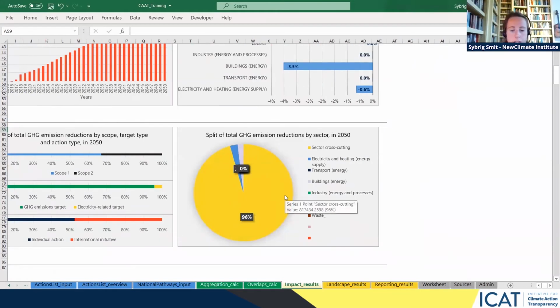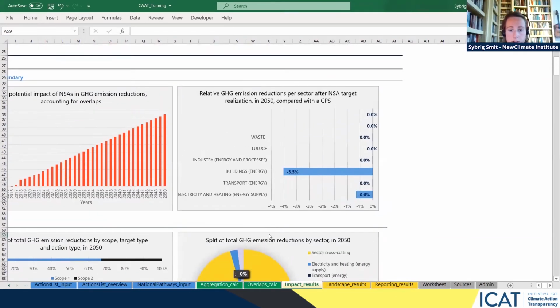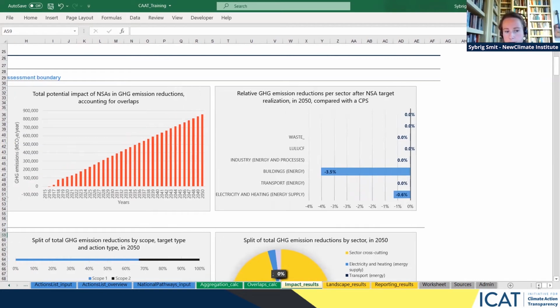We can also see the sectoral divide of emission reductions. So 96% of the emission reductions come from sector cross-cutting targets, and then there's a small division up here from other sectors. And we see that the building sector decreases with 3.5%, the electricity and heating sector decreases with 0.6%, and the other sectors stay roughly the same but still have an impact on the total emissions.